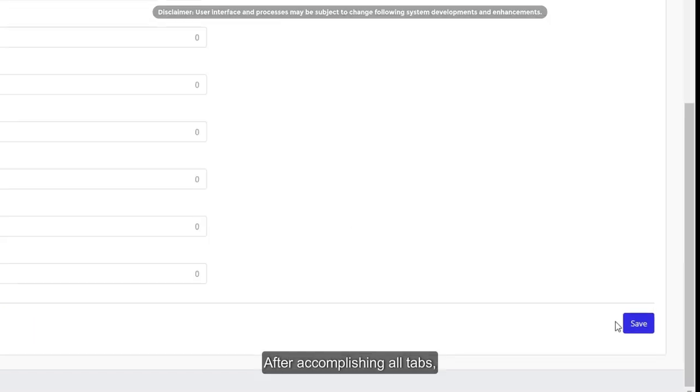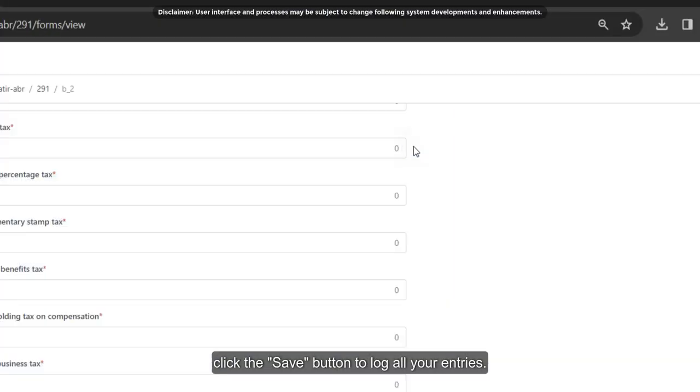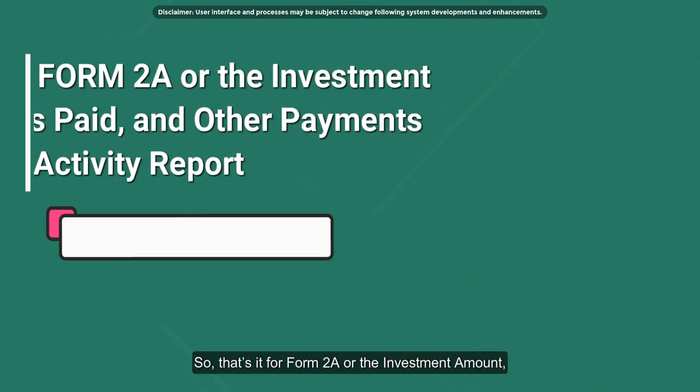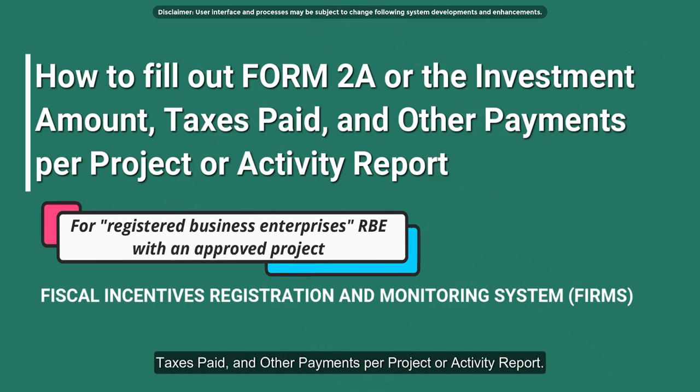After accomplishing all tabs, click the Save button to log all your entries. So that's it for Form 2A or the investment amount, taxes paid, and other payments per project or activity report.